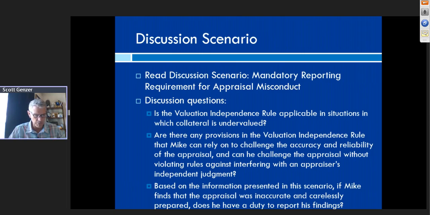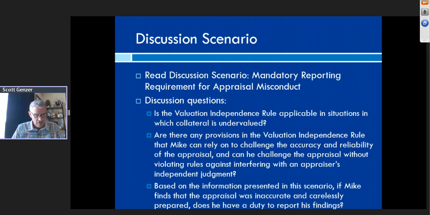The valuation rule applicable where we have undervalued. What does the rule say? Material misrepresentation. Does that cover if the appraisal comes in low? We were worried about them bringing them too high. Would it cover that too? Donna says yes, right? That would be a material misrepresentation of their primary.